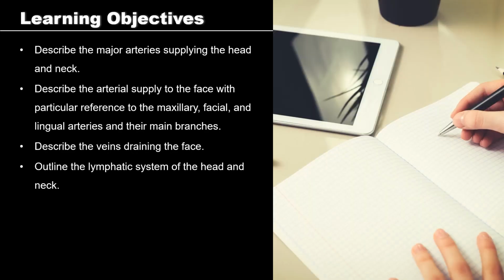We have now reached the end of the video, so let's summarise the things that we have looked at. We have seen the major arteries supplying the head and neck, and been able to describe the arterial supply to the face with particular reference to the maxillary, facial and lingual arteries and some of their main branches. We can describe the veins draining the face. We have also had a brief look at the lymphatic system of the head and neck.